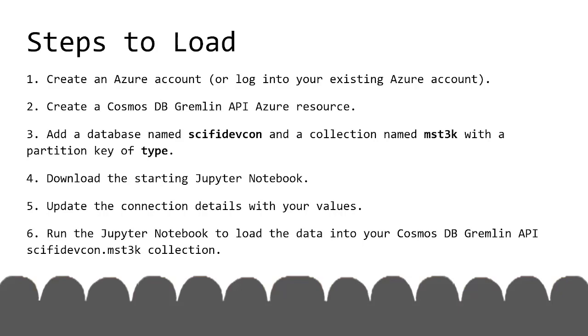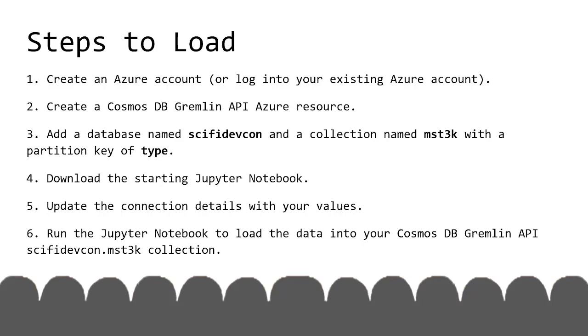Now, once I do that, then I can download the starting Jupyter notebook, which I've already created, and I will make available on GitHub. Then I'm going to update my connection details with the values from my Cosmos DB, and then I'm going to run my Jupyter notebook to load that data into my Cosmos DB Gremlin API.